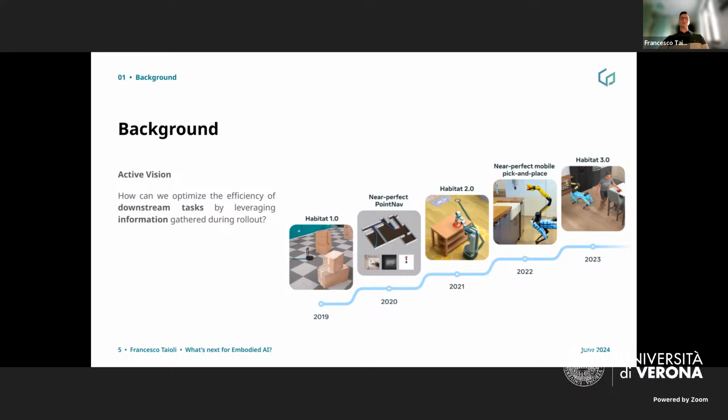For example, in 2019, we had point-goal navigation, so how to reach a specific position inside a home. With Habitat 2.0 in 2021, we introduced robot manipulation, and in 2022, mobile pick and place. So active vision in this sense is how to get information to complete these tasks efficiently.